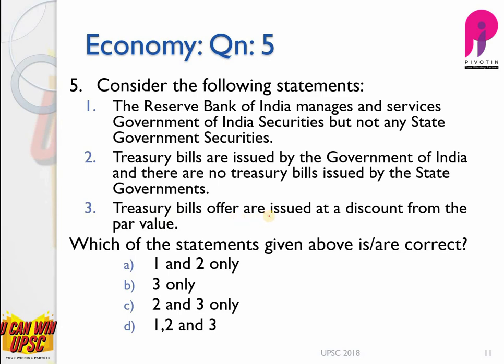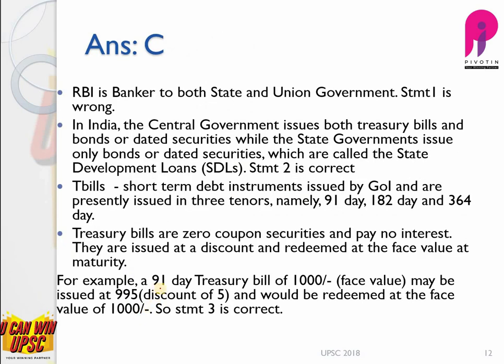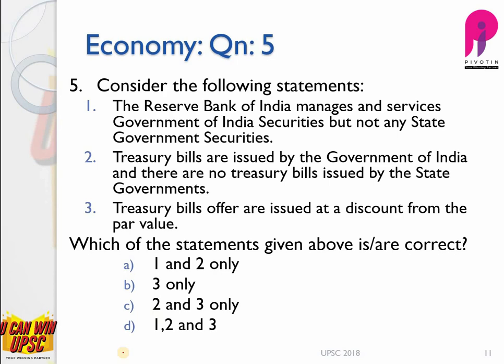And T-bills are offered or issued at a discount from the par value. This is absolutely true. For example, if a 91-day T-bill is for 1,000, the face value which is printed in the bill is 1,000, it will be offered or issued at 995. So 5, the discount of 5, is the profit and there will be no interest charged on the T-bill. So the answer for this question is C, 2 and 3.